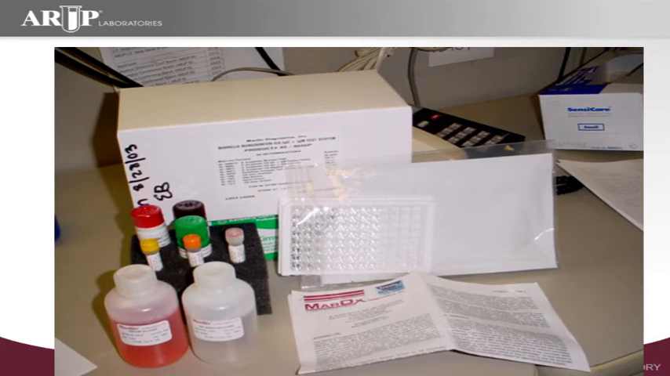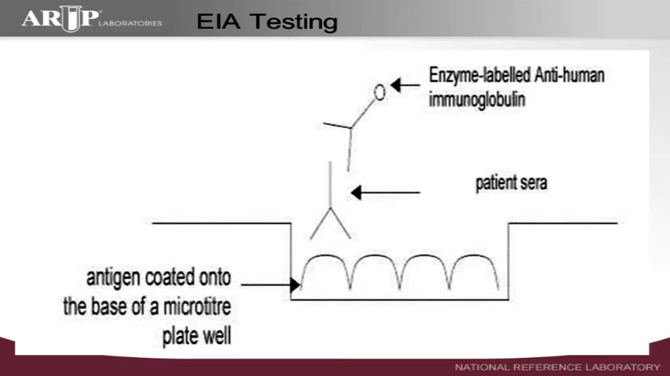I took this back in 2003. This is an ELISA. How many people have dealt with ELISA or EIA technology before? 96 well plate format, very standard. So each one of these wells will be a patient result. The first row is usually controls and calibrators, which are in this area. And we are actually going to take a look at what EIA testing is.